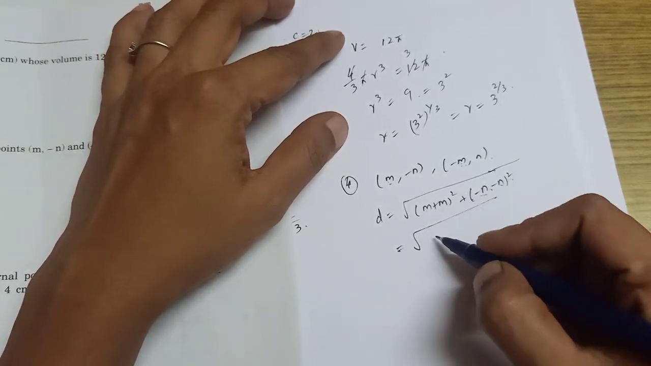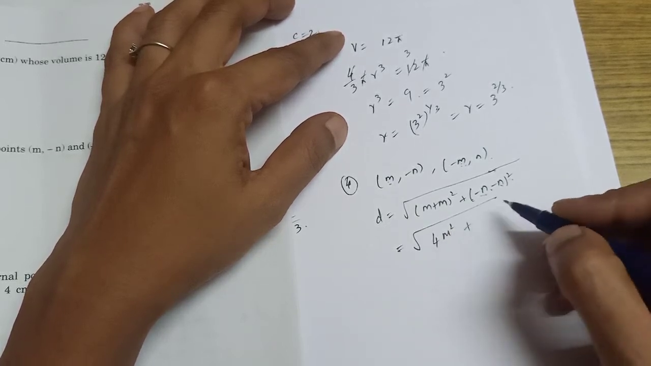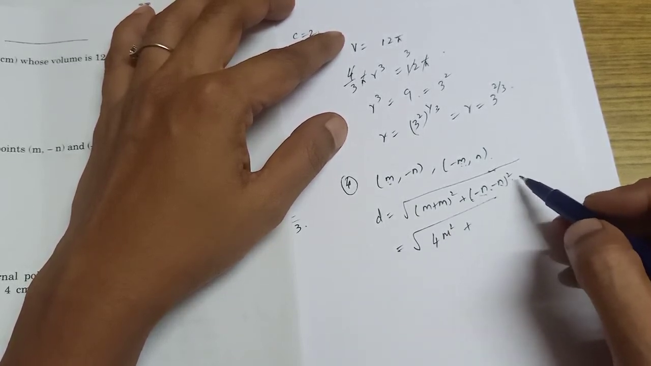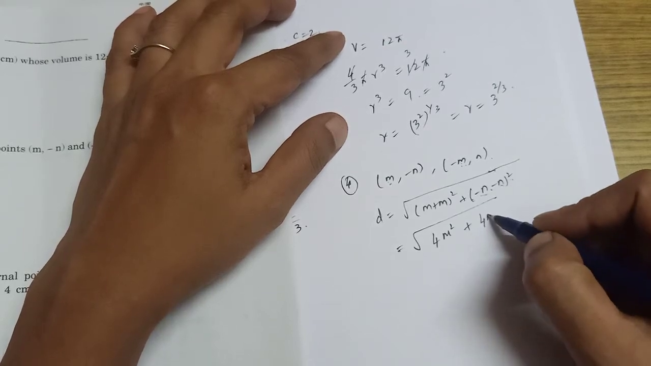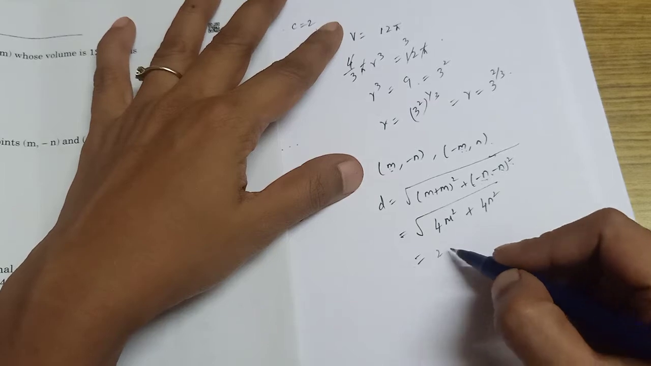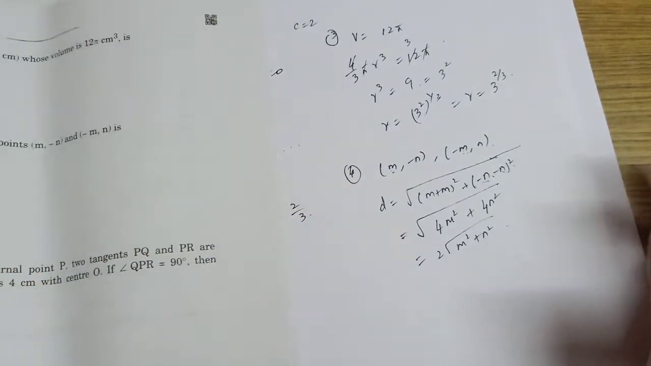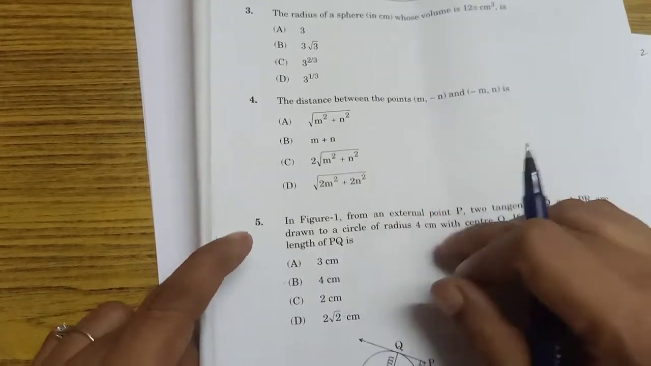Root of m plus m is 2m. 2m square is 4m square. Plus here also you can do the same, minus 2n square. So that is 4n square. 4 can be taken as common outside the square root. It will become 2 root of m square plus n square. So the answer is given here, option C.